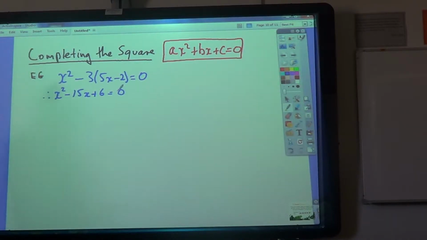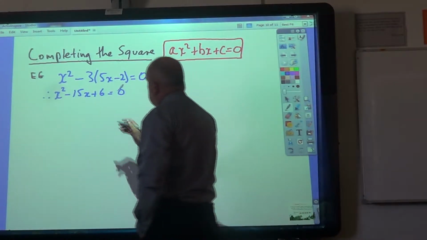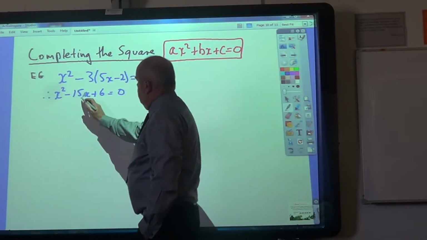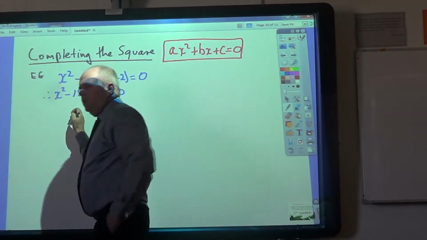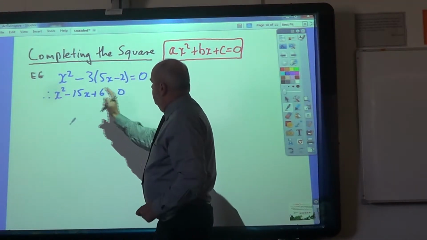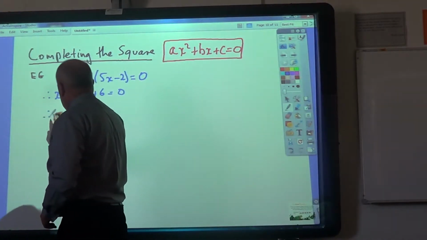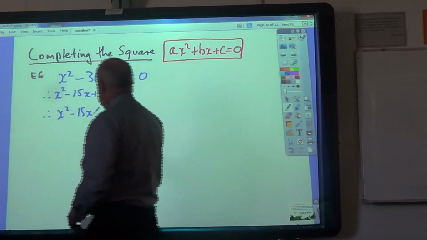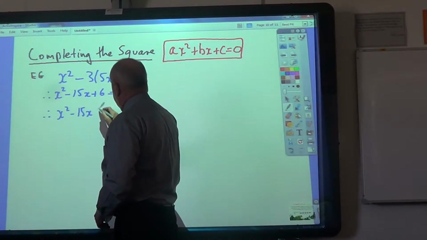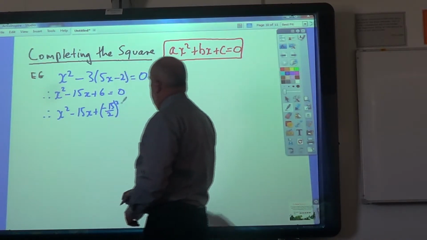Okay, so completing the square has this big idea behind it. We take the coefficient of the x term, which we could call b, we halve it, and then we square it. The result we add to both sides of the equation. And so in this case, we're going to have x squared minus 15x. Halving is easy because all I need to do is put the number over 2 and then I square it.